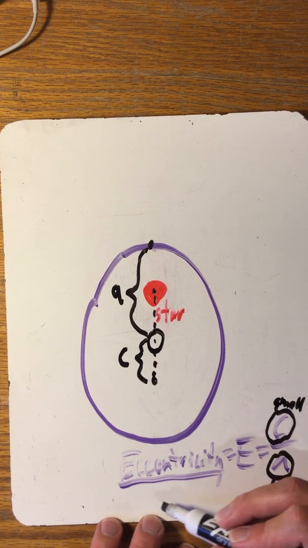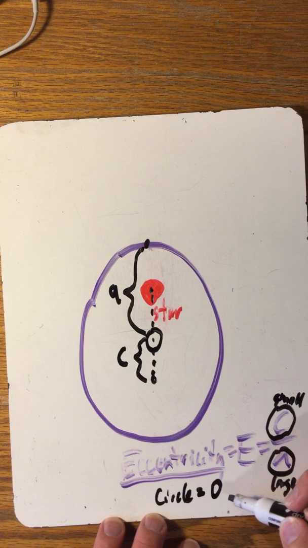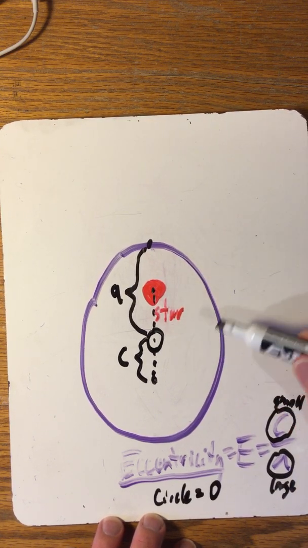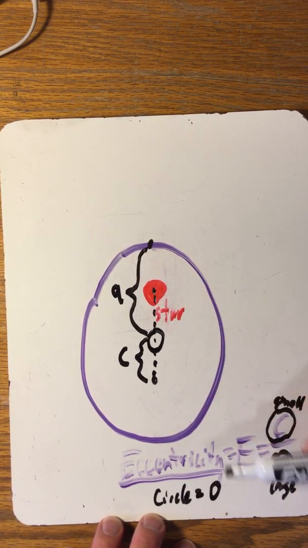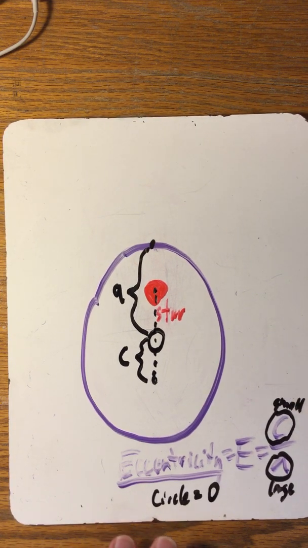Circles have an eccentricity of 0. Circles equal 0. And so the closer to 0, the rounder or the more circular the ellipse is. And less close to 0 means it is more elliptical.